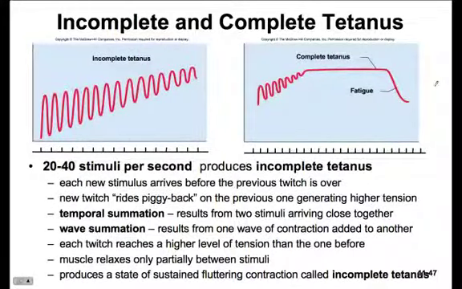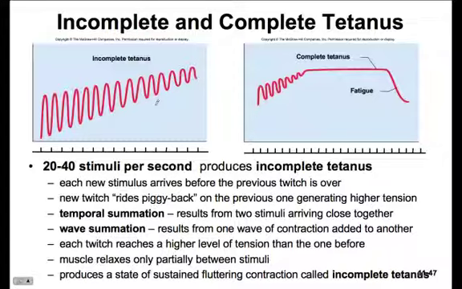When we raise the stimulus to even higher frequencies, say 20 to 40 stimuli per second, each new stimulus arrives before the previous twitch is over, which causes a phenomenon called incomplete tetanus. Each new twitch rides piggyback on the previous one and thus generates higher tension. This phenomenon goes by two different names, either temporal summation or wave summation.